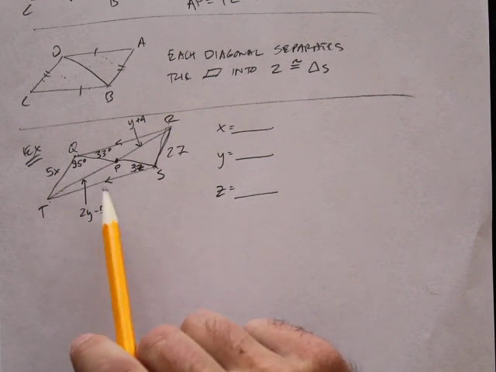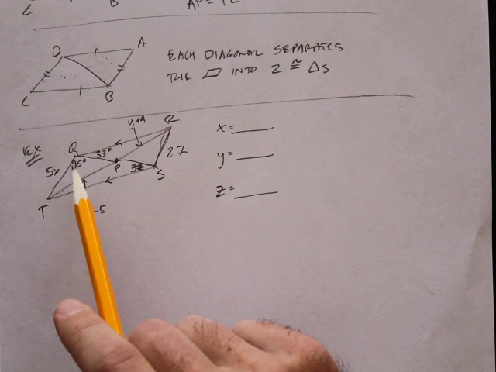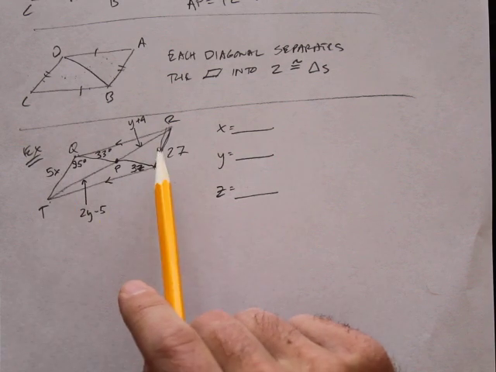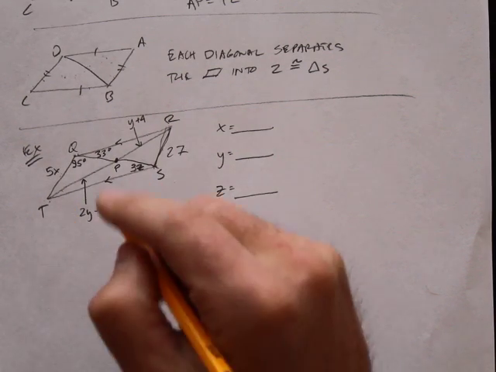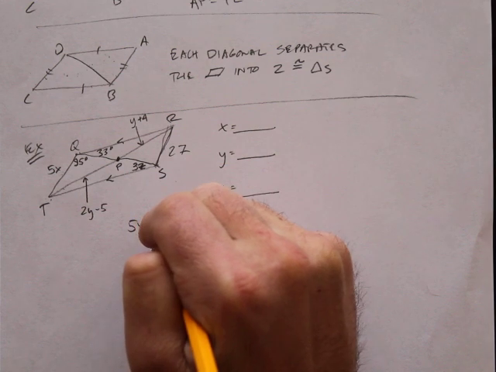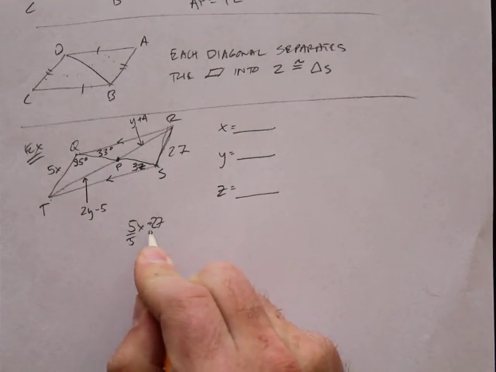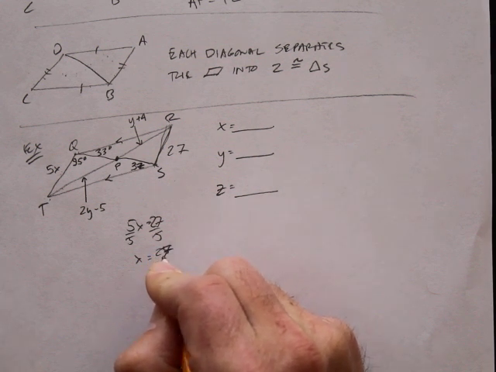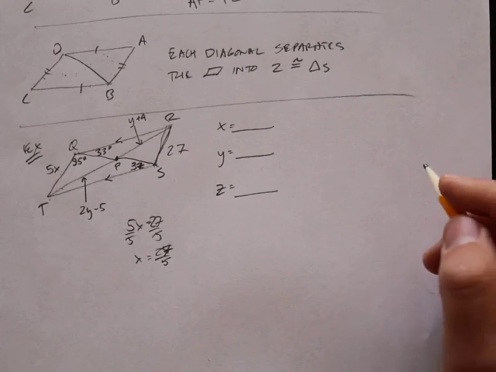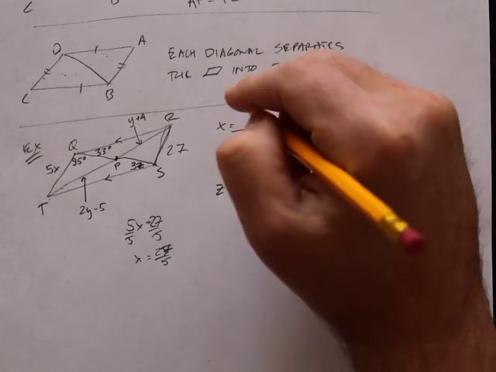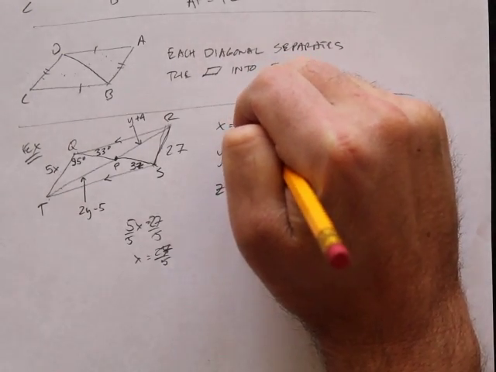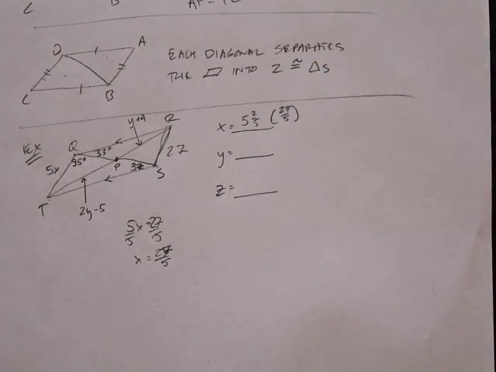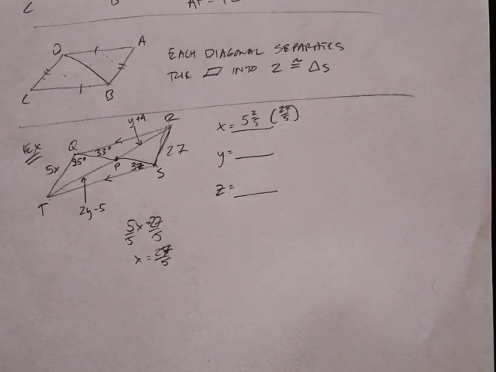Now let's find x first. Here's 5x, here's 27. I know that these sides are congruent. So I just say 5x equals 27, divide by 5, x equals 27/5. That's gross, but it's the right answer. 27/5 is 5 2/5, or 27/5. Either way, it's fine. It's a yucky answer for x, but it's okay.